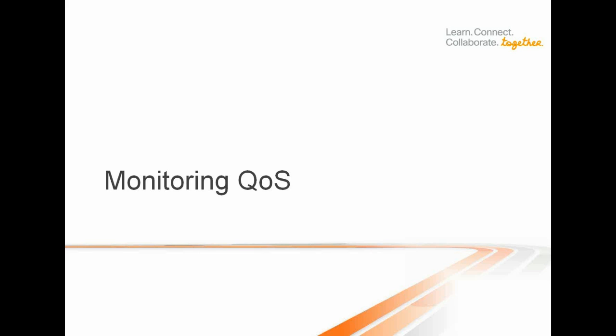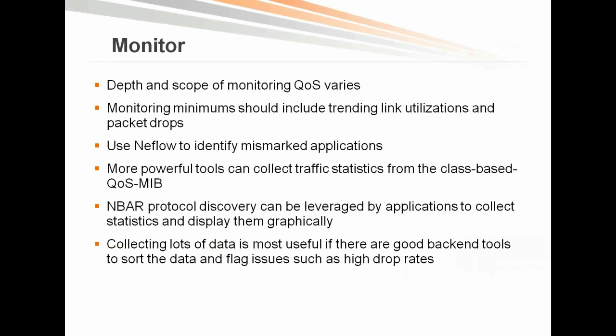And now we can basically look at the policies that we've created, and from those basic policies, we can monitor them and then modify them if we have to. So when it comes to monitoring, the depth and the scope of monitoring really depends on the goal. The end goal could possibly be looking at link utilizations and packet drops. It could be application profiling, trying to figure out what's in the network. It could just be troubleshooting, for instance.